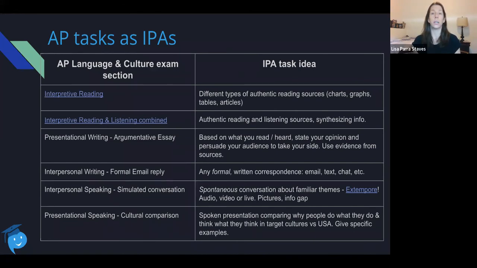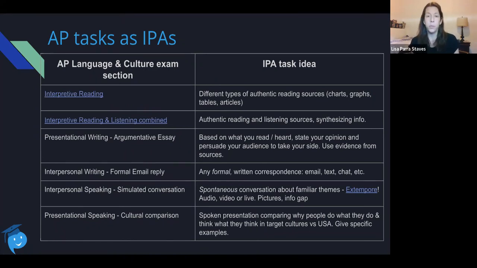In our novice levels and transitioning to intermediate, infogap activities. And our students will end the AP test with presentational speaking. This is their cultural comparison, where they have 4 minutes to prepare. They have a topic or a question. They have 4 minutes to prepare, 2 minutes to record their response.